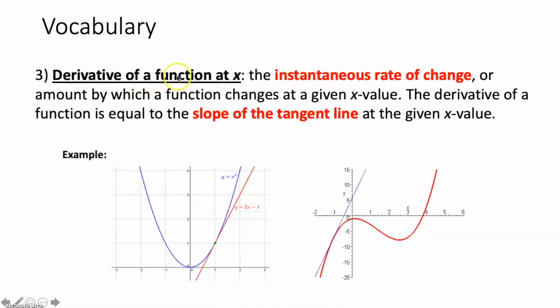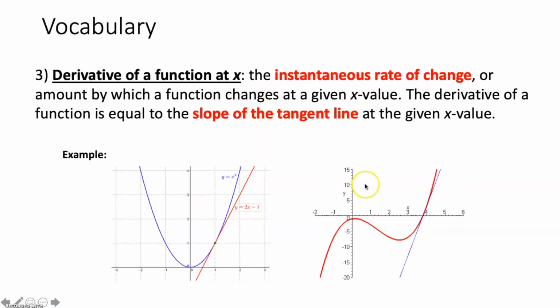Now, the derivative of a function at x is the instantaneous rate of change, or amount by which a function changes at a given x value. The derivative of a function is equal to the slope of the tangent line at a given x value. The first thing I want you to do is note that there are 3 things here that mean the exact same thing. The derivative of a function at x is the same thing as the instantaneous rate of change at a particular x value, which is the same thing as the slope of the tangent line. So all 3 of these things mean the exact same thing.